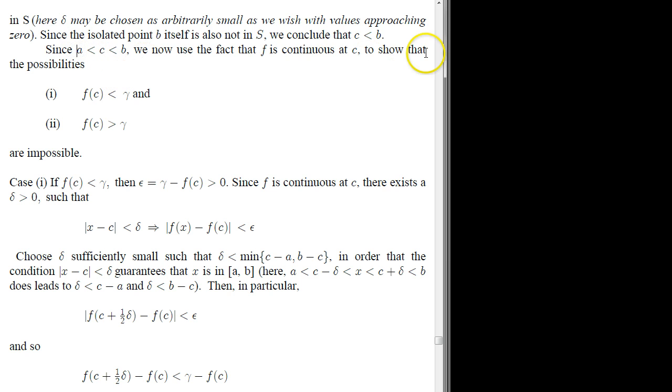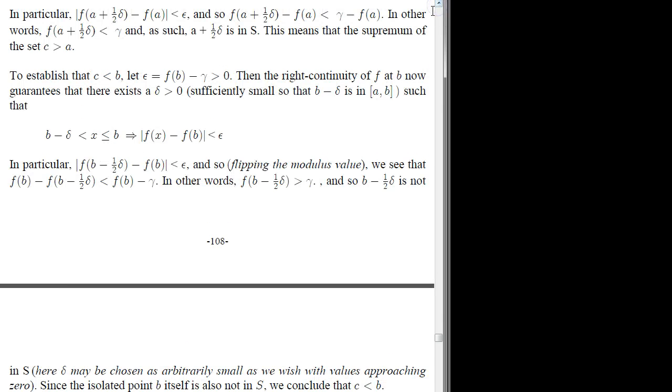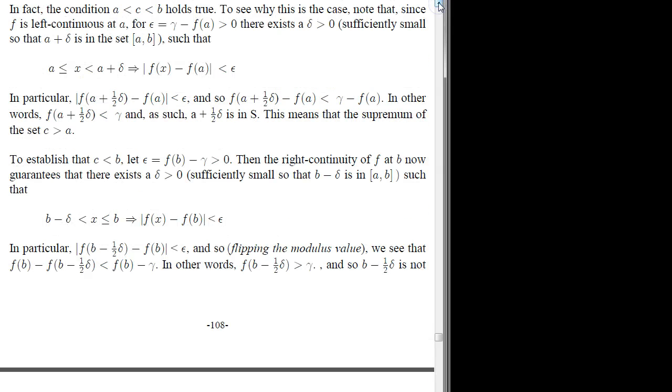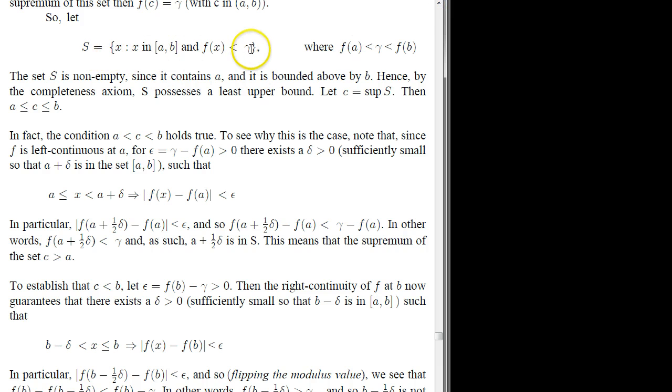We actually showed that c is between a and b. So where was it defined? c was equal to the supremum of S, where S is the set of x's in [a, b] such that f(x) is less than gamma, where gamma belongs to the interval. We've shown that c, the supremum of S, the least upper bound of this set, lies between a and b.